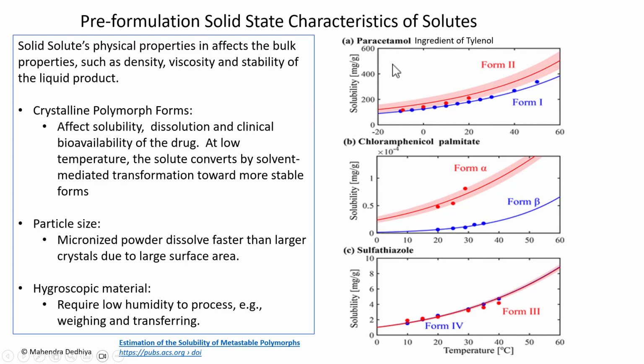Here are the examples of polymorphs and effects on solubility. Paracetamol has two forms. In solubility, there is slight difference. Chloramphenicol, there are two forms. Solubilities are very different throughout the temperature range. One has to be aware of it, that it can convert from form alpha to form beta. Sulfathiazole has several forms, form 3 and 4. Solubility is not significantly different.